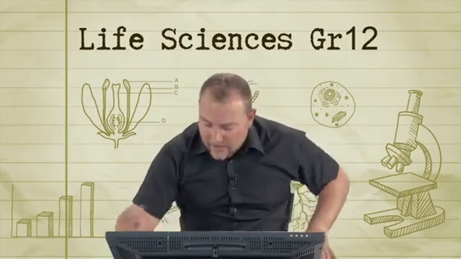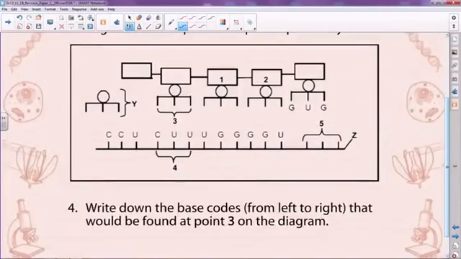Those were quite basic. I know you got those quite quickly. Let's have a look at the next question. Write down the base code from left to right that could be found at point 3 on the diagram. You need to tell me what the base code is. I'm going to give you a minute. This one's very quick. Are you ready? Off you go.